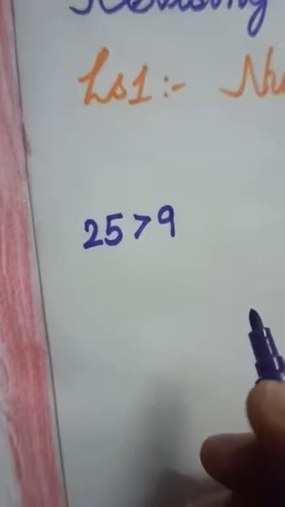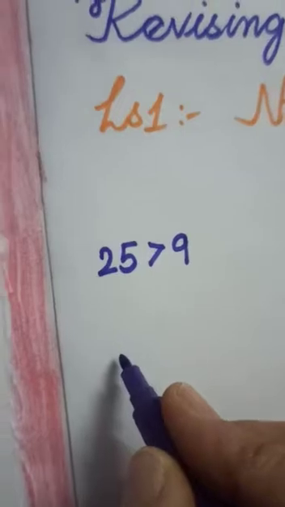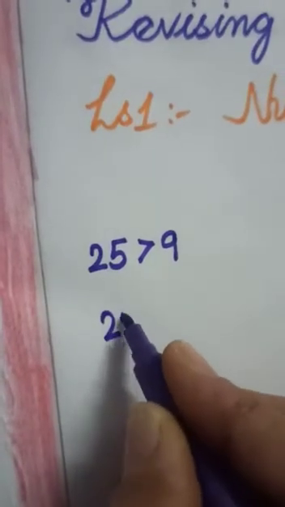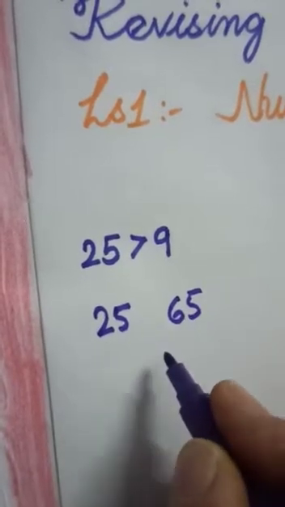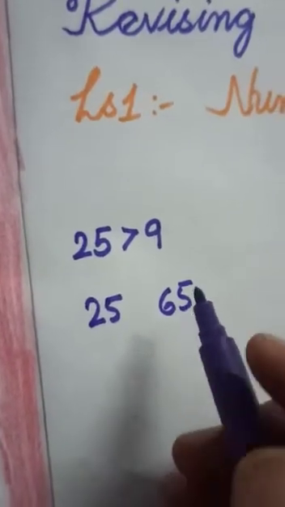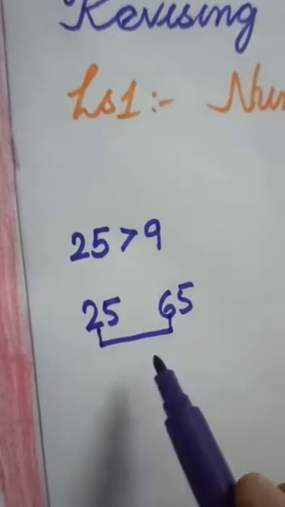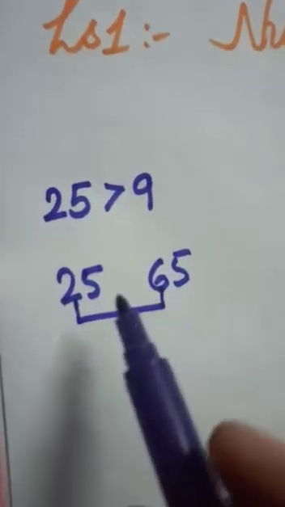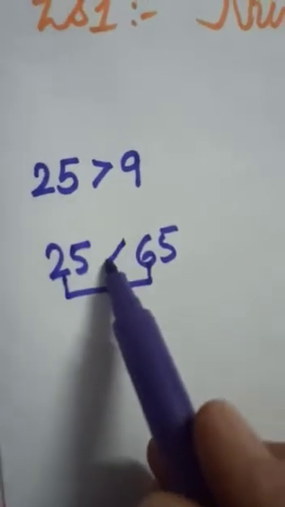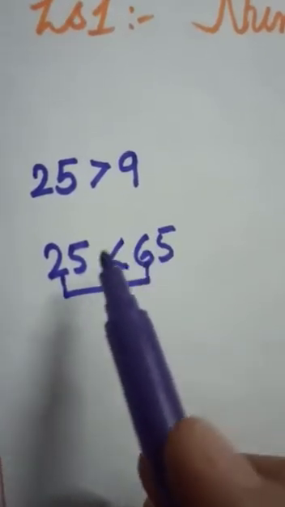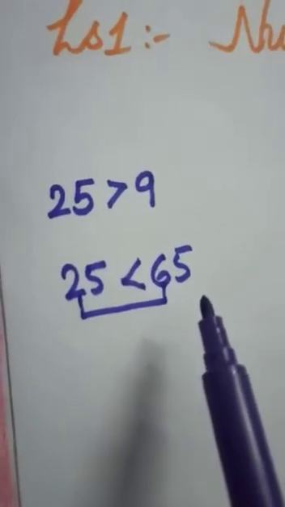If both the numbers have 2 digits, suppose here we have 25 and here 65. You can see on both sides we have a 2-digit number. So we have to compare the tens place numbers. Now 6 is greater than 2. So 65 is greater than 25, or 25 is smaller than 65.